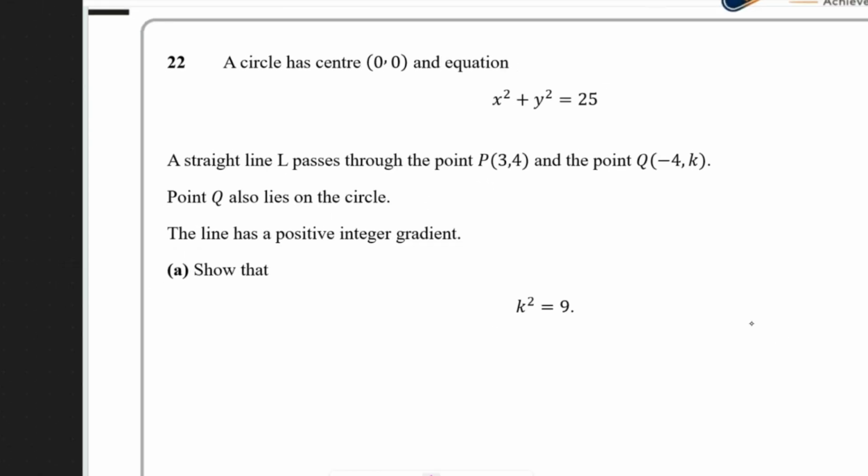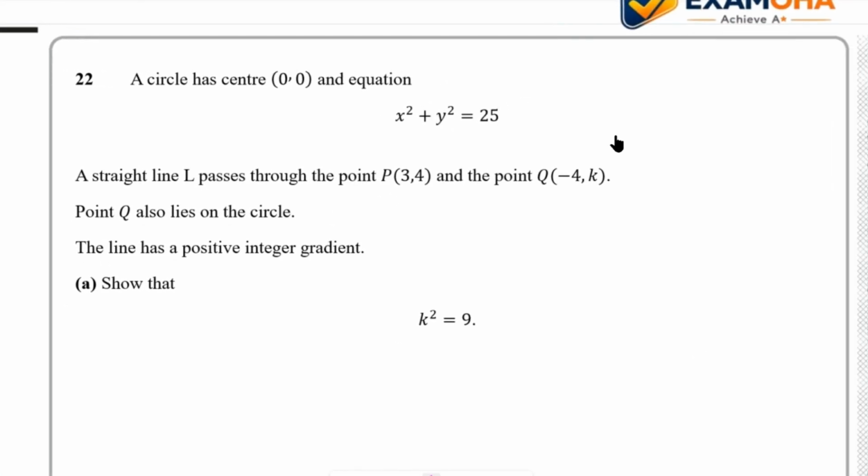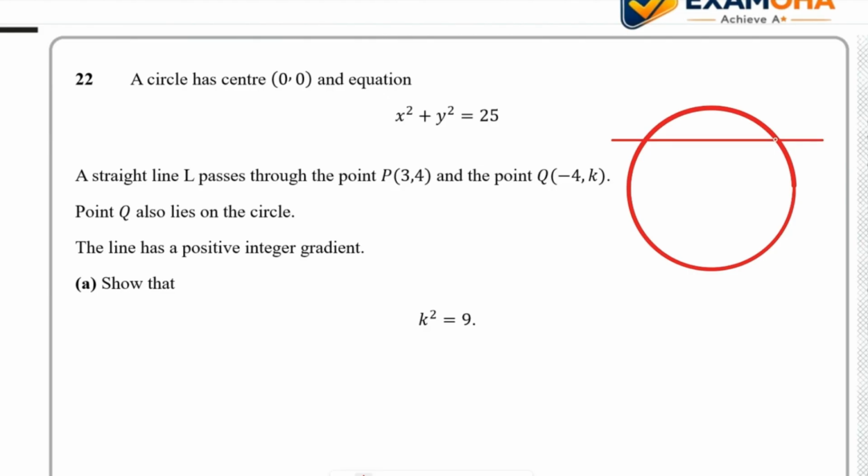So if we just imagine roughly a circle like this one, it doesn't need to be accurate, and there is a line passing through this circle with 2 points, say this one P (3, 4) and say this one Q here (minus 4, k).